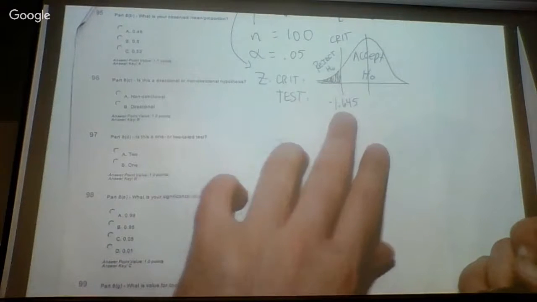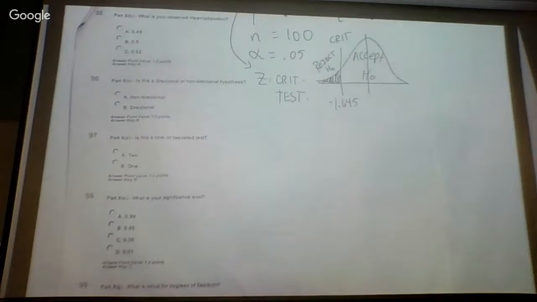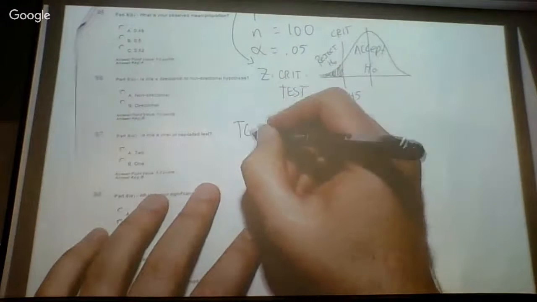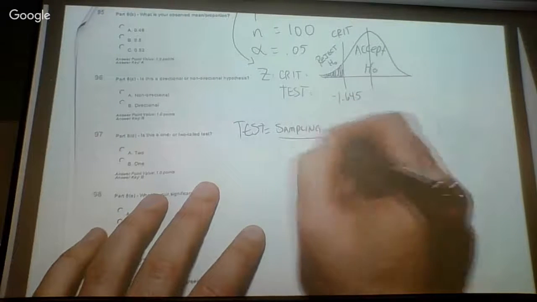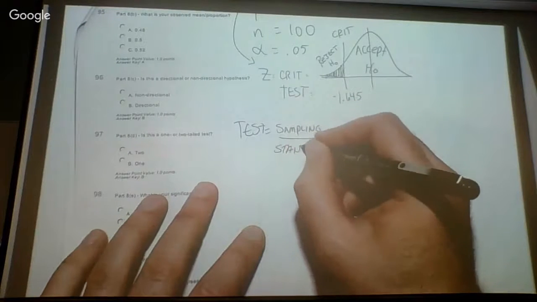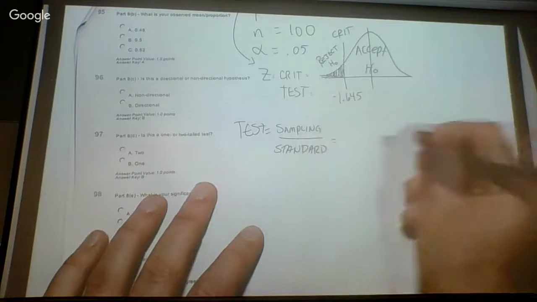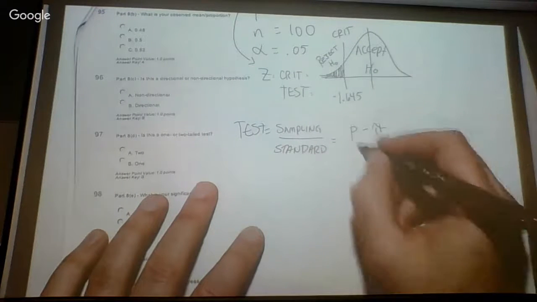Negative 1.645. Thanks, Chris. Cool. It's time to come up with a test statistic. Test statistics come from the formula, and as always, the sampling error over standard error. What we observe minus what we expect over what would be a big difference. P minus pi.